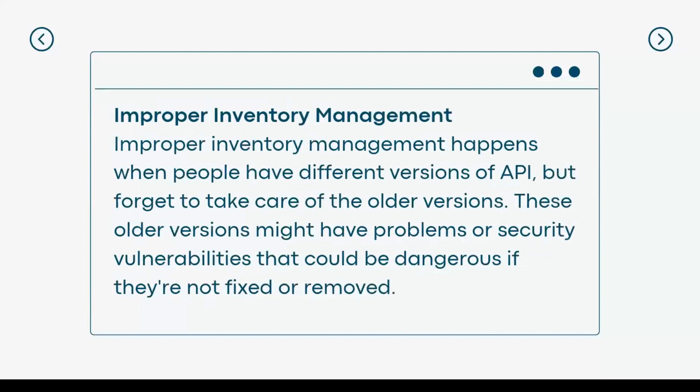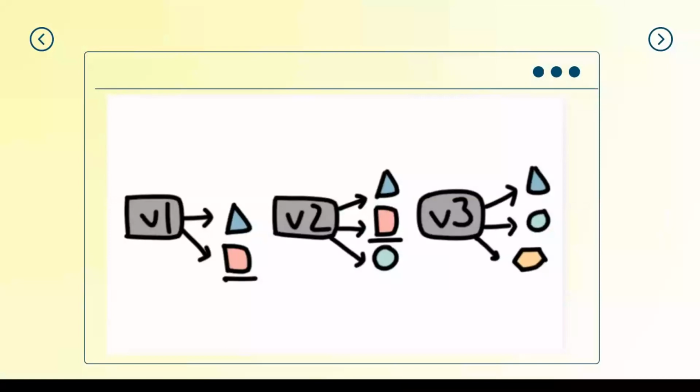So we have another API security risk, which is improper inventory management. This one is within an organization. Improper inventory management happens when people have different versions of APIs. Let me show you an example. When companies build APIs, they have different versions of that API. V1 is version 1 of your API, V2 is version 2 of that API, the updated version of V1, and then V3 is the updated version of V2.